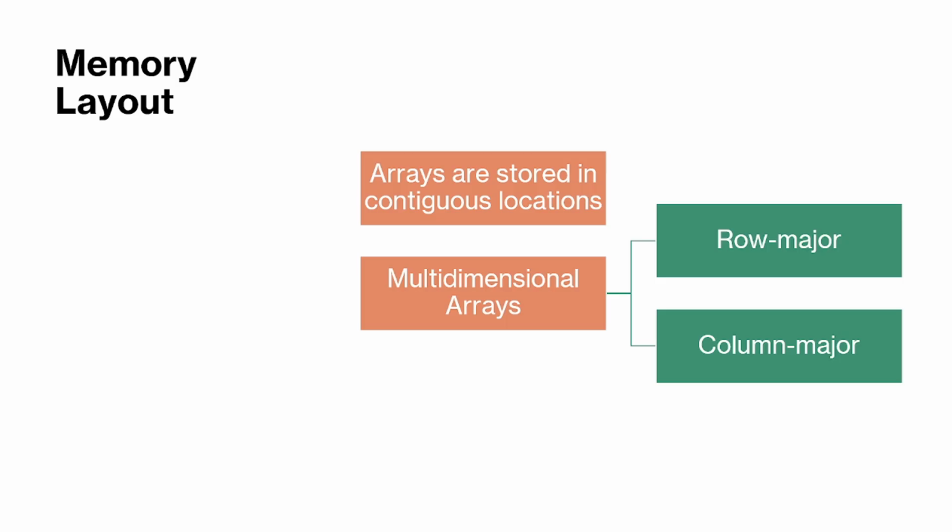Memory layout. Arrays are stored in contiguous locations. However, multi-dimensional arrays, they have a couple ways of dealing with it. So if you had a one-dimensional array, there's going to be memory location 1, memory location 2, memory location 3. Multi-dimensional arrays, well, they can have many dimensions. For example, if it's 2 columns by 2 rows, like a matrix, we have row major, column major, and a third, less common implementation of storing them in memory.